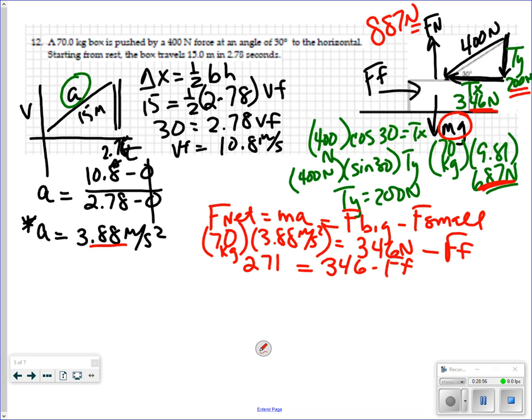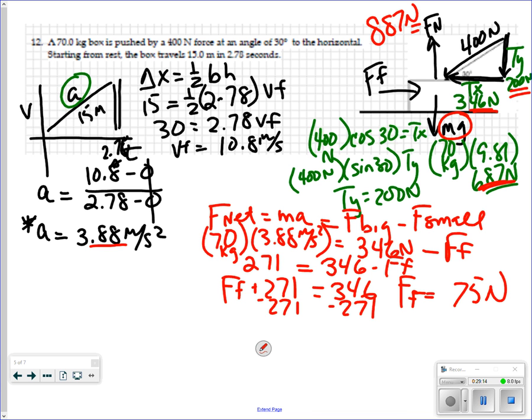Now again, move over the force of friction. It should be positive force of friction plus 271 equals 346. Then subtract away the 271. You know, if you're confident, do it in your head, but otherwise write it down. I mean, having that step written down gives you just a little more confidence that you're doing it right. All right, just like math class. 75 newtons for your friction force.